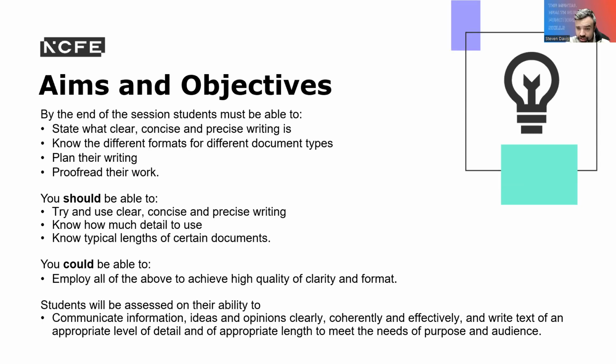By the end of this session, students must be able to write what clear, concise and precise writing is, know the different formats of different document types, plan their writing and proofread their work. So this is now bringing everything together that we've covered. You should be able to use clear, concise and precise writing, know how much detail to use and the typical lengths of certain documents. You should be able to employ all of the above to achieve high quality, clarity and formatting.